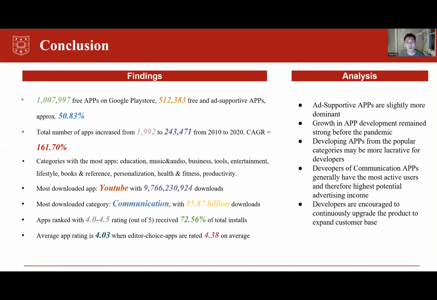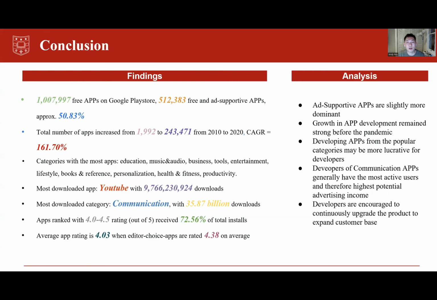We also found that the categories with the most applications are education, music and audio, business, and so on. Clearly, developing apps from these categories is the optimal decision for app developers, which, not surprisingly, has overlaps with the list of the most downloaded apps. From the customer's point of view, the most downloaded app was YouTube, with more than 9 billion downloads since its debut. The most downloaded category was communication with 35.87 billion downloads. Clearly, free streaming platforms and communication software are the more indispensable components of people's digital lives nowadays.